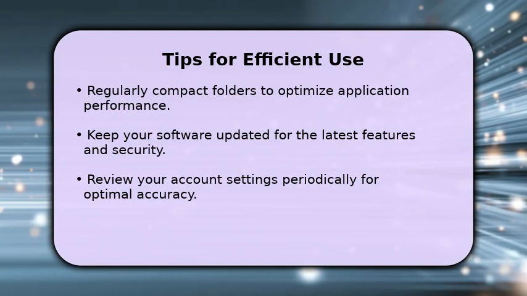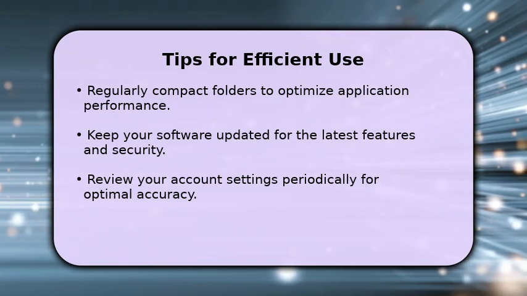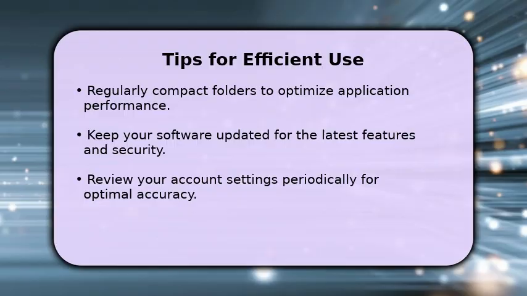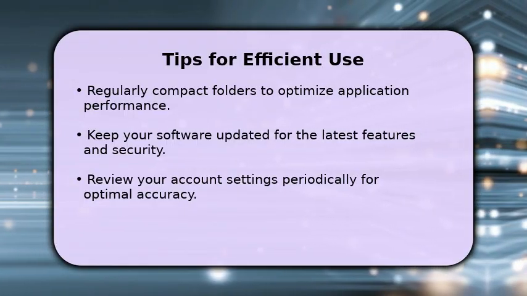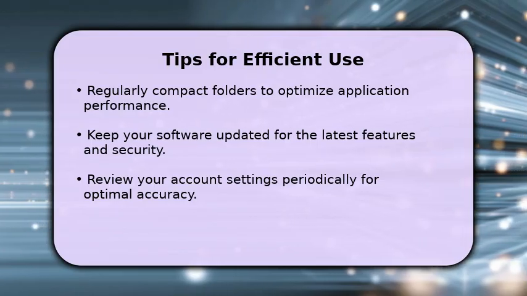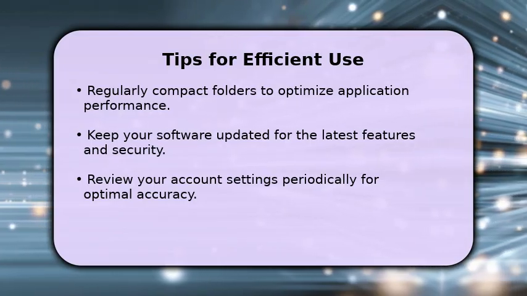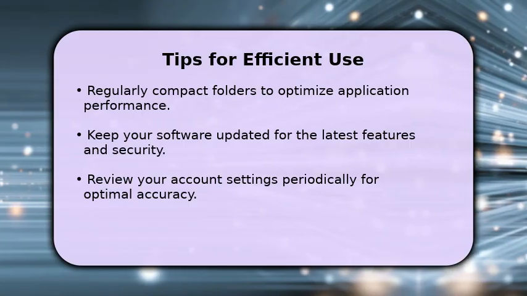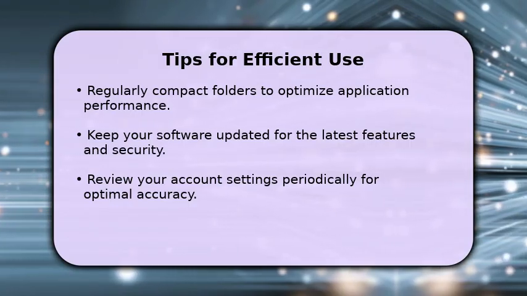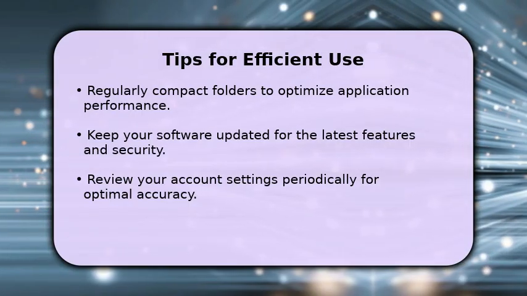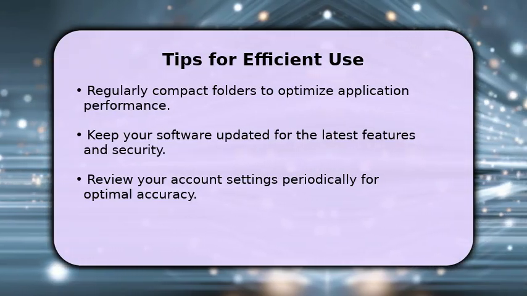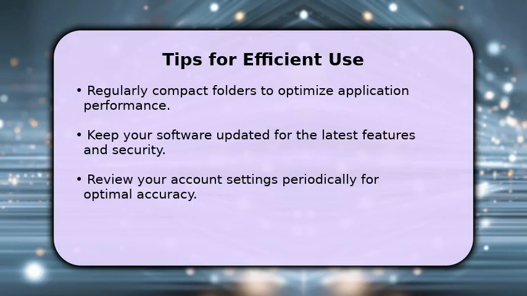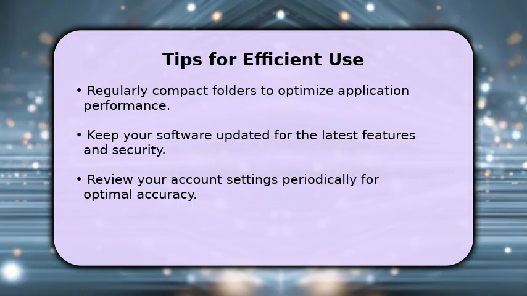To maximize your efficiency with Thunderbird, consider these tips. Regularly compact your folders to optimize the application's performance and free up disk space. Always keep your software updated to benefit from the latest features, security patches, and bug fixes. Periodically review your account settings to ensure they are accurate and configured optimally. Finally, learn and utilize keyboard shortcuts to navigate and manage your emails much faster.